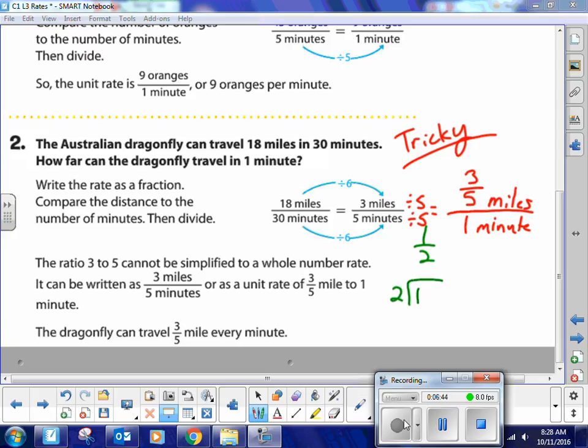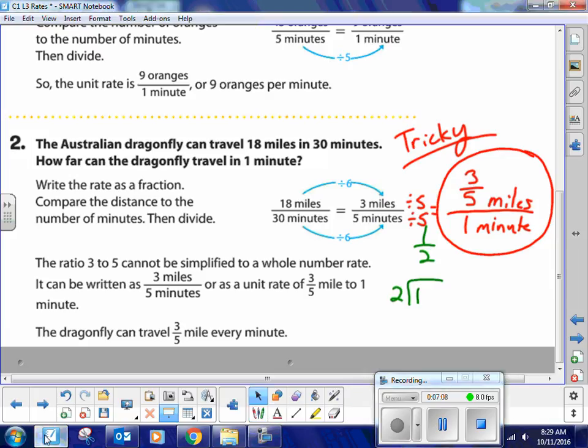So the ratio of 3 to 5 cannot be simplified to a whole number rate. It can be written as 3 miles in 5 minutes, or as a unit rate of 3/5 of a mile to 1 minute. That's exactly what I did here, right? You saw how I solved that. You need to be able to do that. So that means the dragonfly can travel 3/5 of a mile in 1 minute. All right. Very good. I hope you understood that, because there's going to be stuff like that.